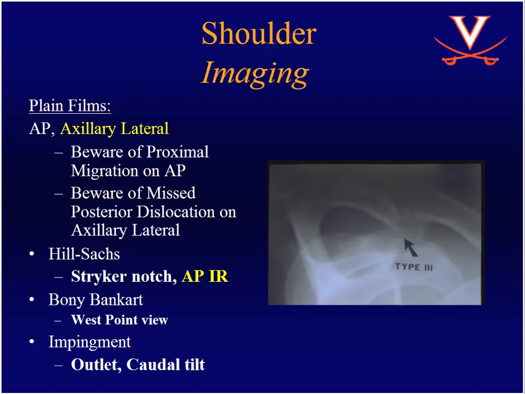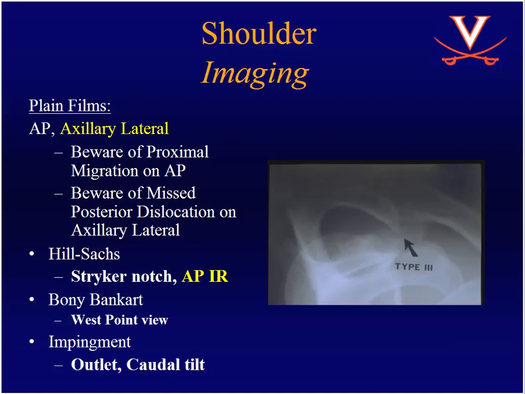The other thing you need to look at on the AP is proximal migration of the humerus. If you see a lot of older patients, you'll be seeing a lot of rotator cuff disease. And once they have significant proximal migration of the humerus, you should not try to repair their cuff because it's irreparable more often than not.